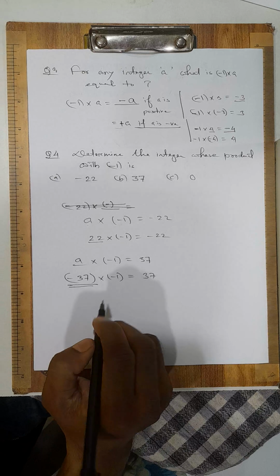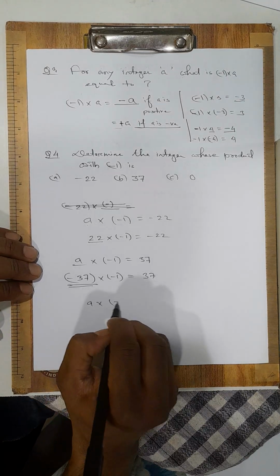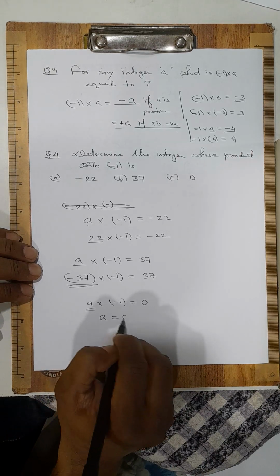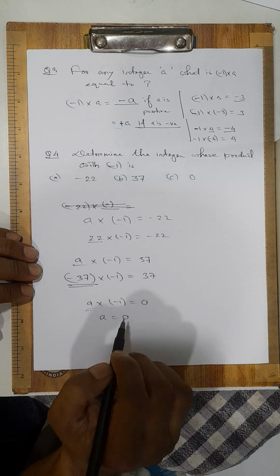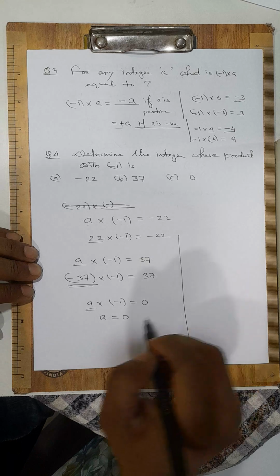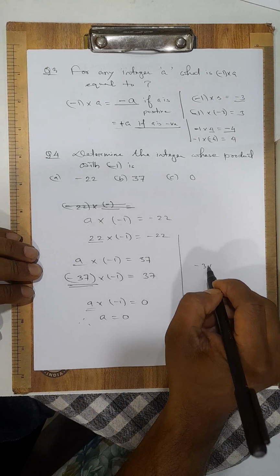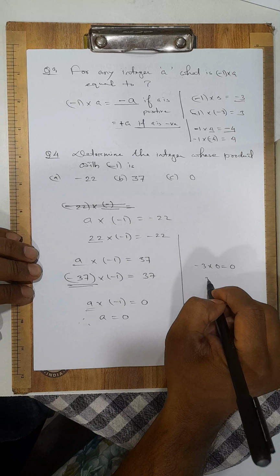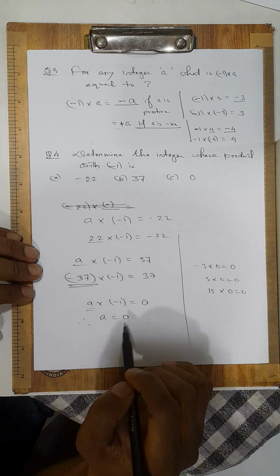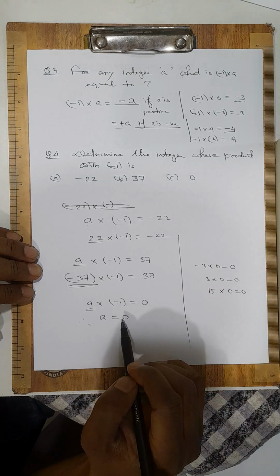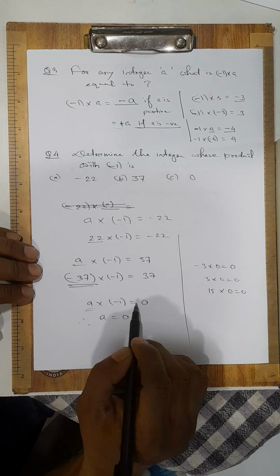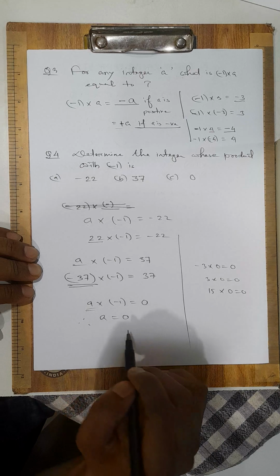Again you have to find that a multiplied by minus 1 equal to 0. So what is a? Obviously a equal to 0, since 0 multiplied by any integer equal to 0. Right? This is a property of integers. Any integer: minus 3 multiplied by 0 equal to 0, 3 multiplied by 0 equal to 0, 15 multiplied by 0 equal to 0. So product of any integer multiplied by 0 is 0. So minus 1 multiplied by an integer equal to 0. So this integer will be 0.